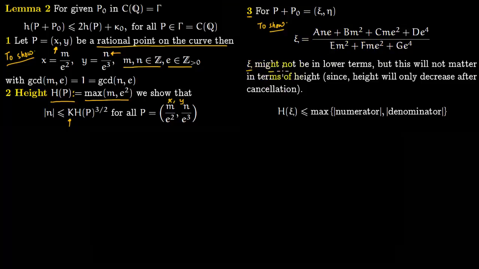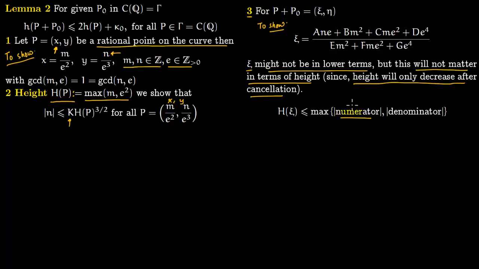Now this psi might not be in lowest terms. There might be some cancellations, but this is not going to really matter in terms of height, because after you do the cancellations, the height will only decrease. So you know that the height of this psi is nothing but the maximum of the absolute value of the numerator, that is the absolute value of this, and the absolute value of the denominator. So maximum of either the absolute value of this or this, whichever is maximum, you pick that, and that is the height. And this denominator we are saying here. So the absolute value of the denominator is here.